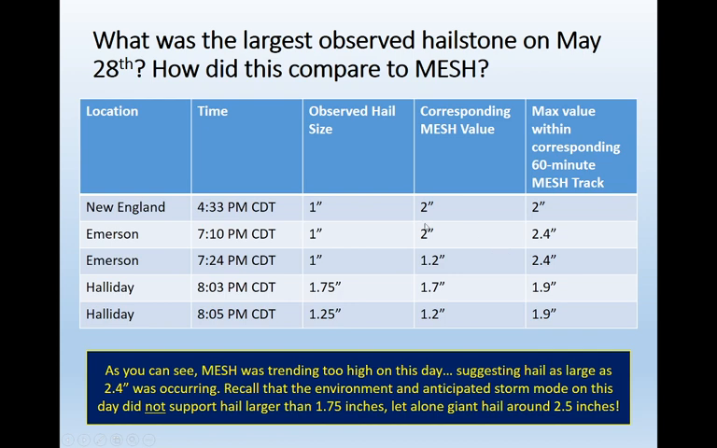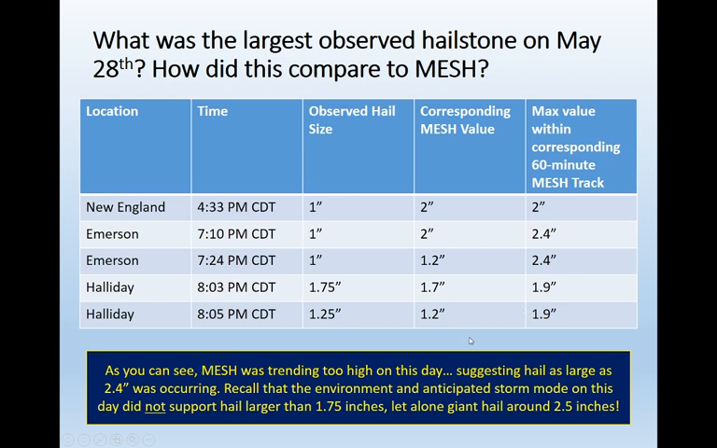So if you want to look at the actual numbers on this day, you'll notice that in general, MESH was too high, almost 2 times too high for a couple of these storms. So the New England storm, the core of that MESH track did just hit 2 inches, but in reality we were only observing quarter-size hail. And then the same holds true for a storm that occurred later in the day in Emerson, North Dakota. And then it performed better for a cell over Halliday, but there's still hints that maybe it was a smidge on the high side when you look at the max values within those MESH tracks.